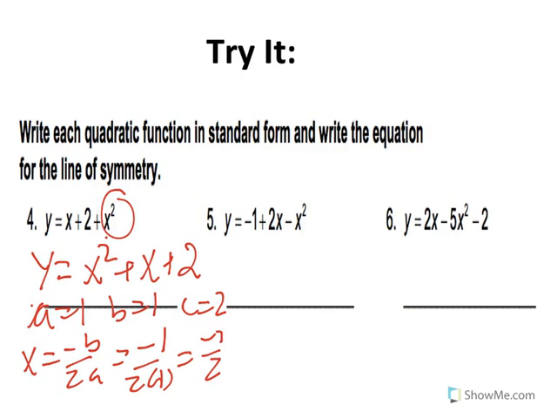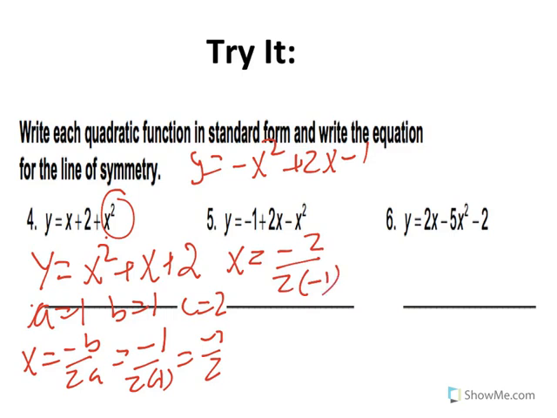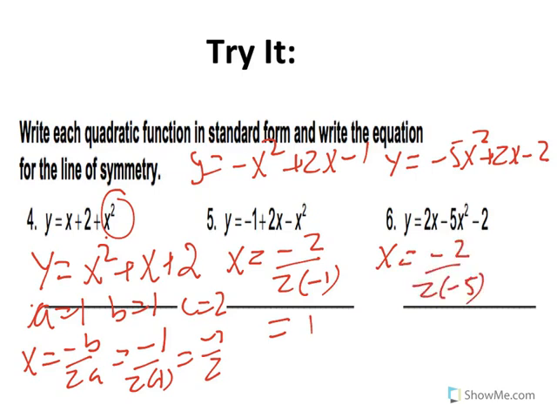And for number 5, it's similar to 4, so rewrite it in standard form. So y equal to negative x squared plus 2x minus 1. So the axis of symmetry, x equal to negative 2 over 2 times negative 1. So negative 2 over negative 2 is 1. Right? Similar to number 6, we write it in standard form, so we become negative 5x squared plus 2x minus 2. So the axis of symmetry, x equal to negative 2 over 2 times negative 5. So reduce to 1/5. Okay?